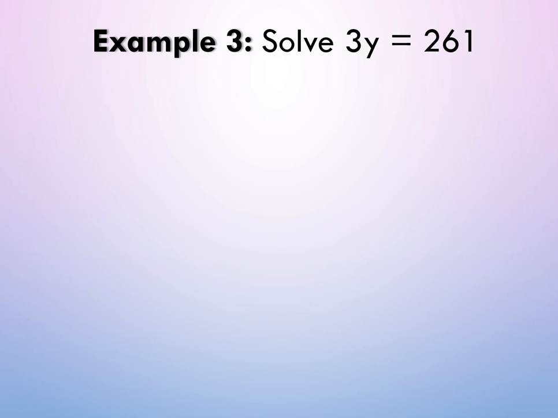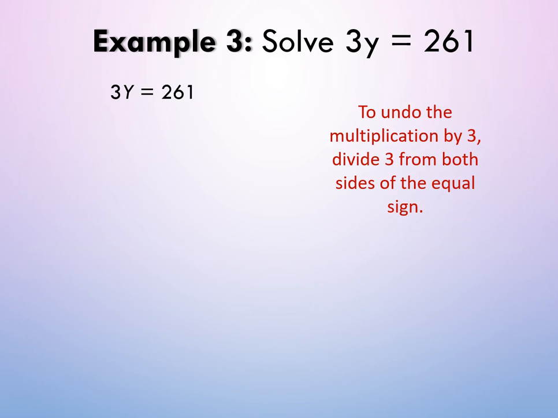Alright, here's my next example. Example 3 says solve 3y equals 261. So the first thing we ask ourselves again is, what is happening to the variable? The variable is being multiplied by 3. So how do I get rid of multiplying 3 to y? I'm going to divide 3 to both sides.